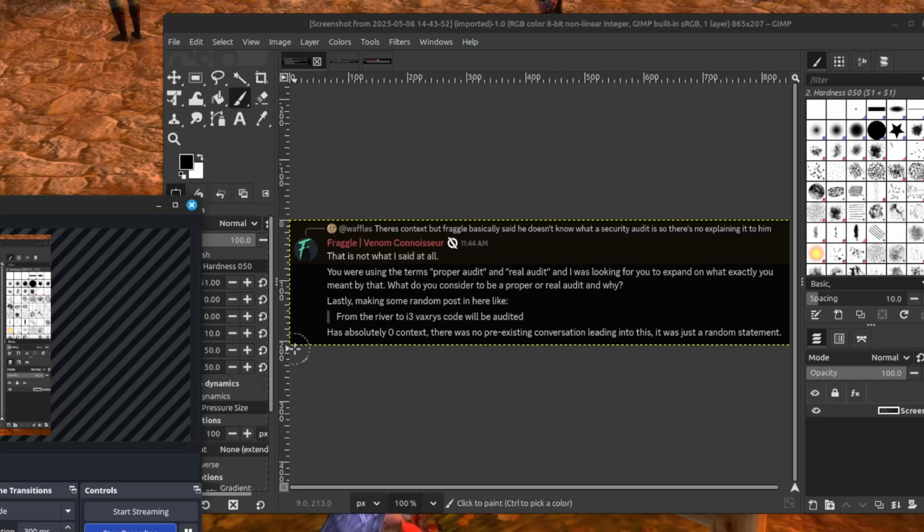Alright, so today, GIMP is my image viewer, which is hilarious.